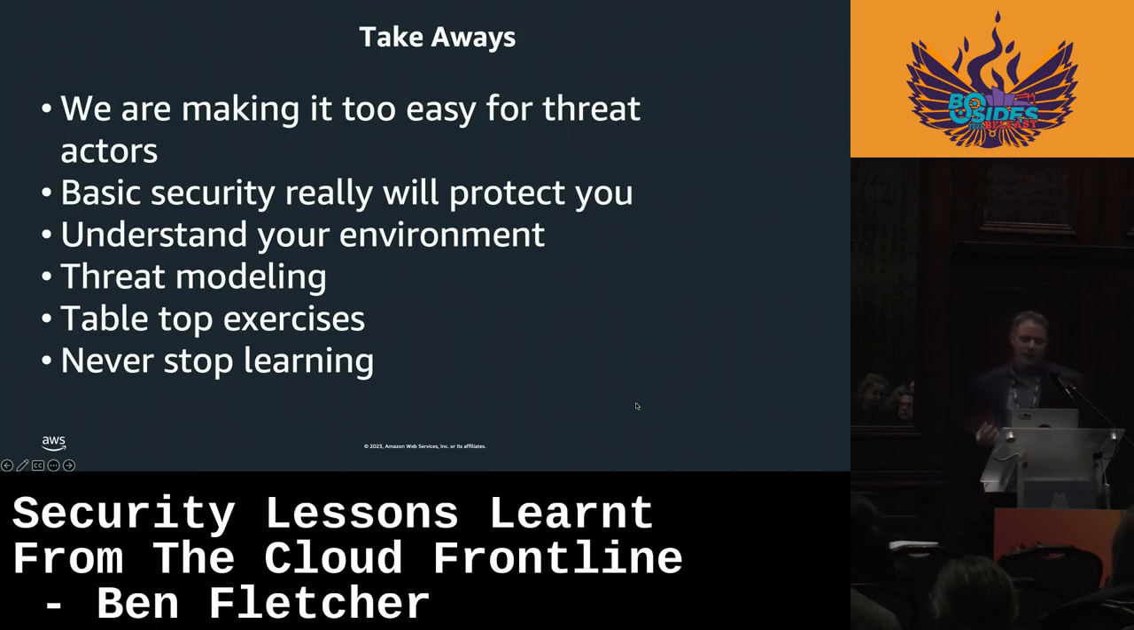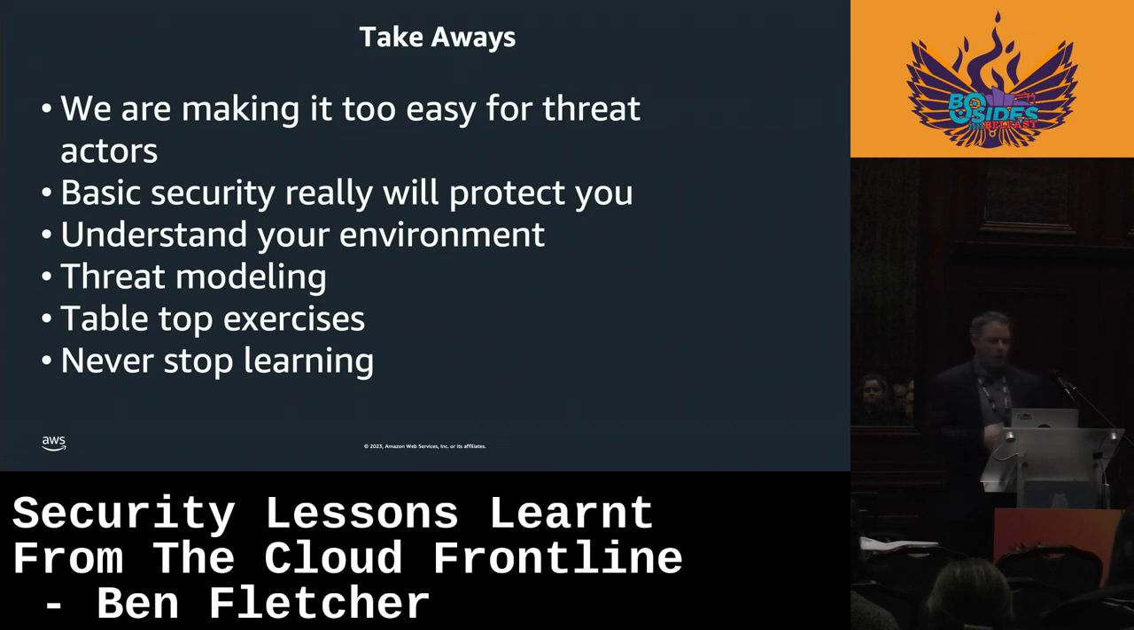Okay, so the key takeaway is we are making this far too easy for the threat actors. Really basic stuff. Basic security will protect you. And it's complicated, I absolutely get that. But the more you get into understanding the cloud providers, the different security measures and why they're there and why they're important, the better. Threat modeling is absolutely the way to go with these things.